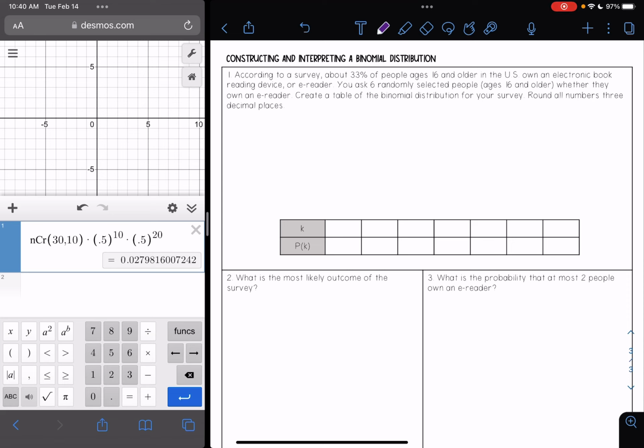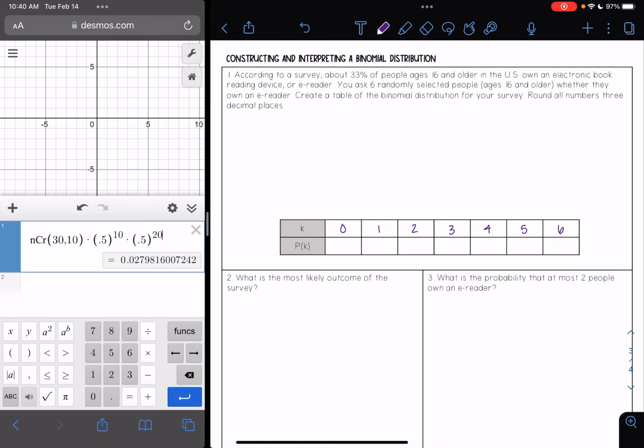Okay, so looking at this, we're doing a survey. We're asking 6 random people whether they own an e-reader, and we want to create a probability or binomial distribution for the survey. So first, what are my numbers of successes? The number of possible successes is how many of the 6 people I survey have an e-reader. Well, I could have that none of them do, so k is 0, that 1 does, or 2, 3, 4, 5, or that all 6 have one. So those are my numbers of successes.